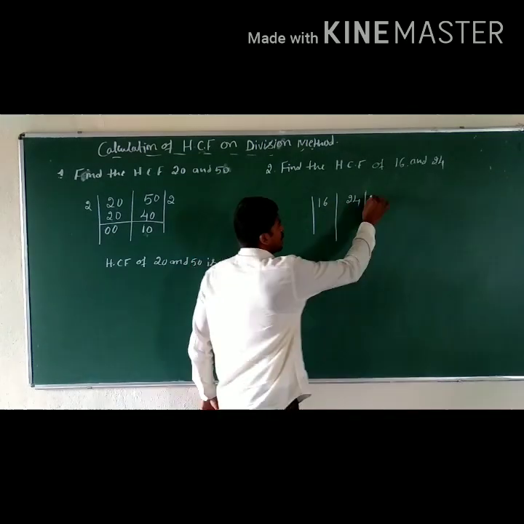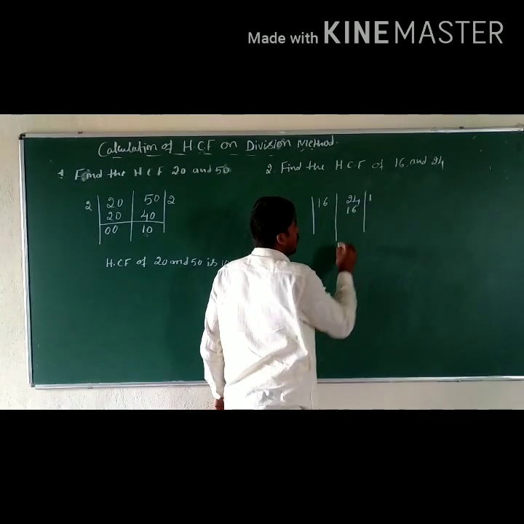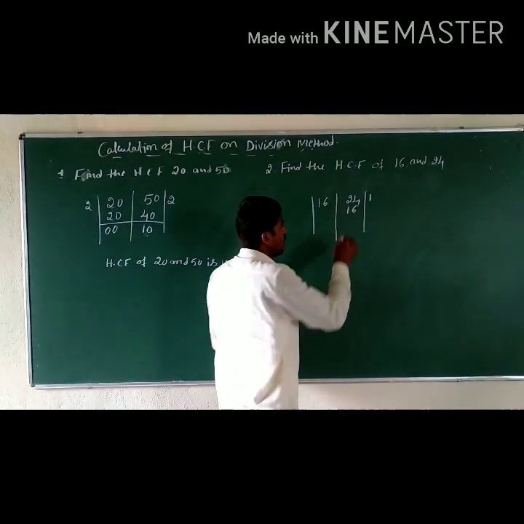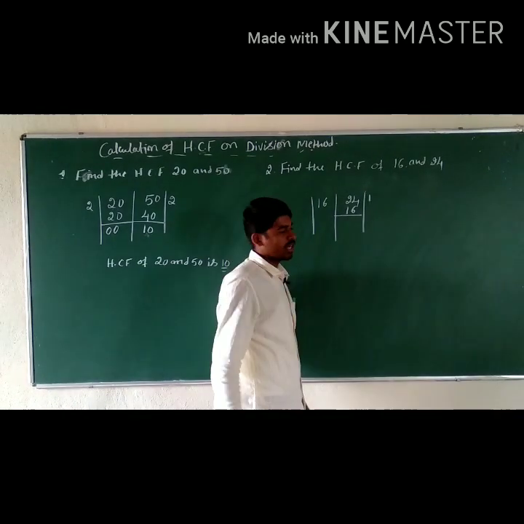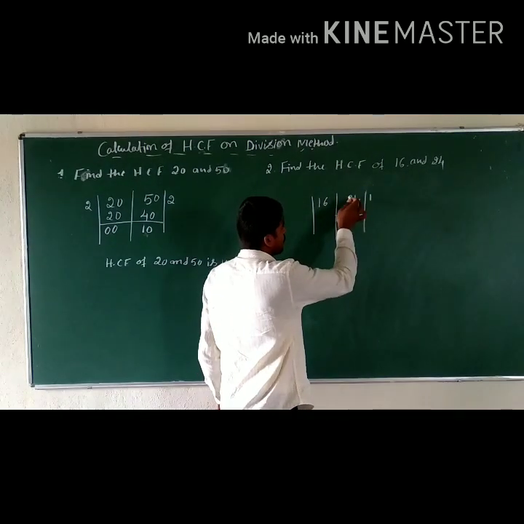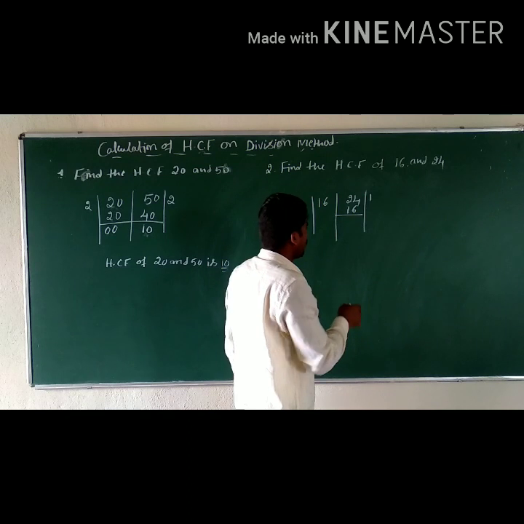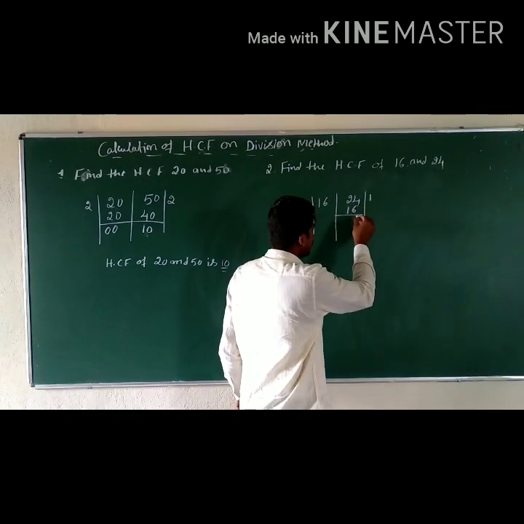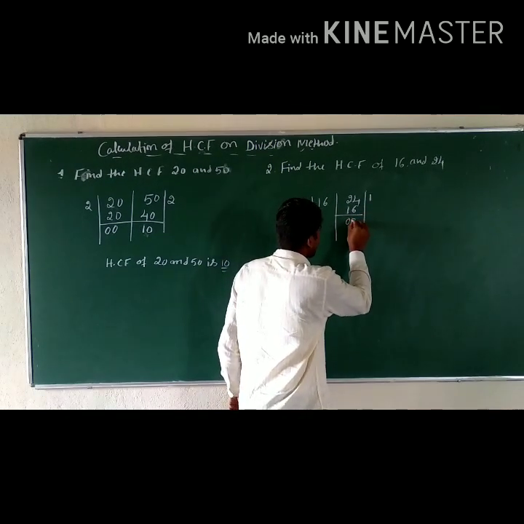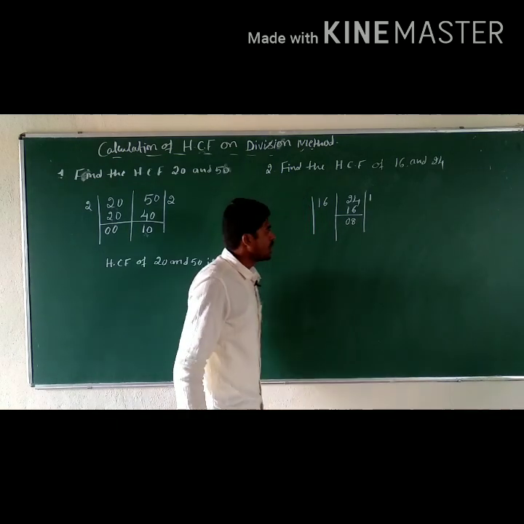Now, 16 ones are 16. Okay, it cannot be completely divisible, so we take only up to the divisible limit. 16 ones are 16. Now what should the balance be? Okay, the balance should be 8. The balance should be 08.